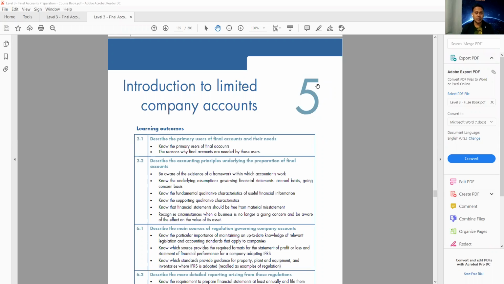Doesn't matter if it is public or private. On the other hand, we have seen how to prepare the accounts for the partnership, and we have seen how to prepare the accounts for the sole trader. Today we're going to review everything once again from the very beginning till the end.